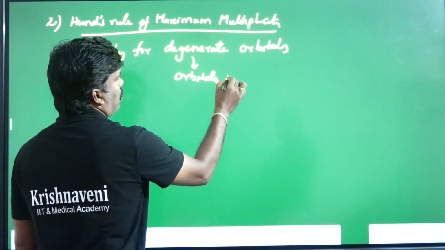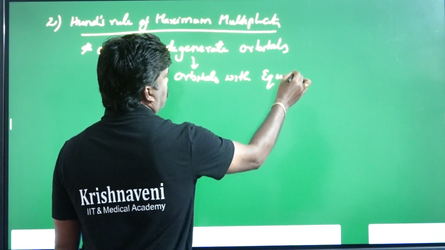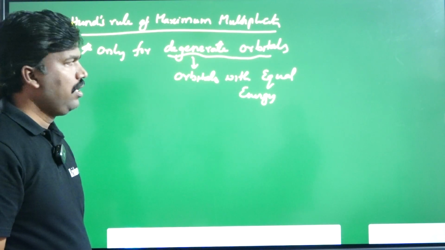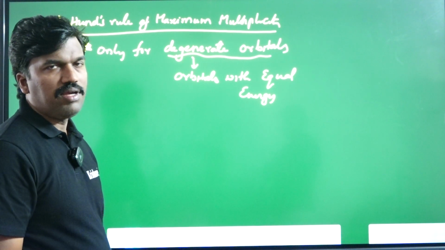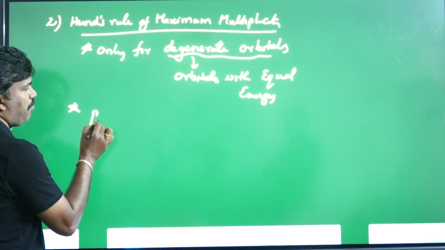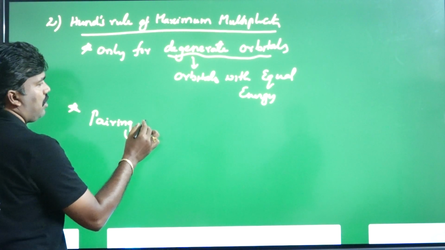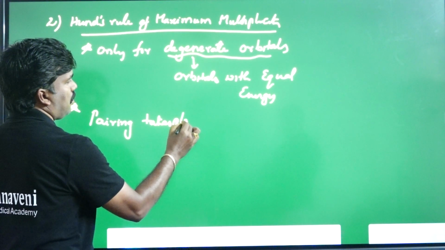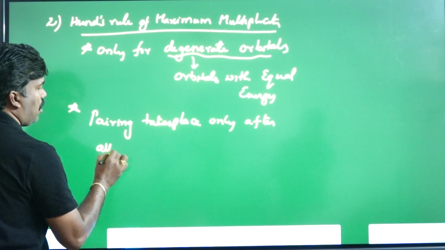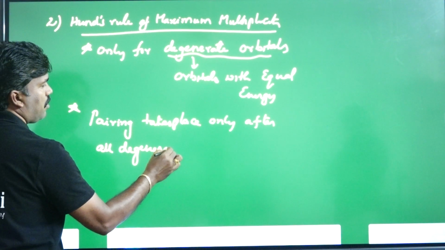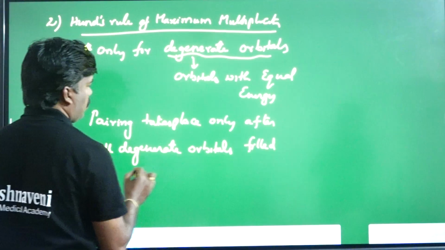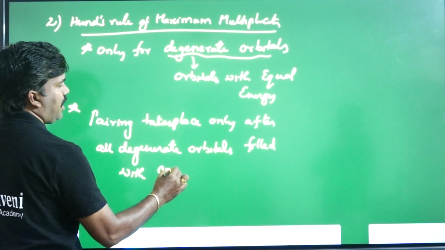Orbitals with equal energy are called degenerate orbitals. So while filling degenerate orbitals, you have to follow Hund's rule. It says that pairing takes place only after all degenerate orbitals are filled with one electron each.